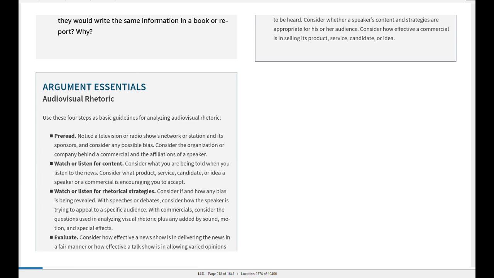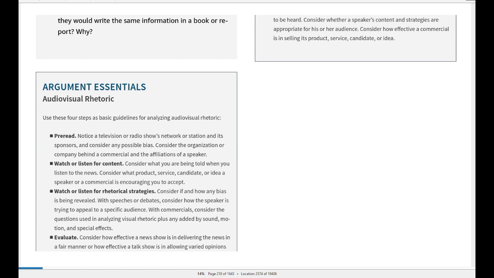Argument Essentials. Audio-visual rhetoric. Use these 4 steps as basic guidelines for analyzing audiovisual rhetoric. Pre-read. Notice a television or radio show's network or station and its sponsors and consider any possible bias. Consider the organization or company behind a commercial and the affiliations of the speaker.